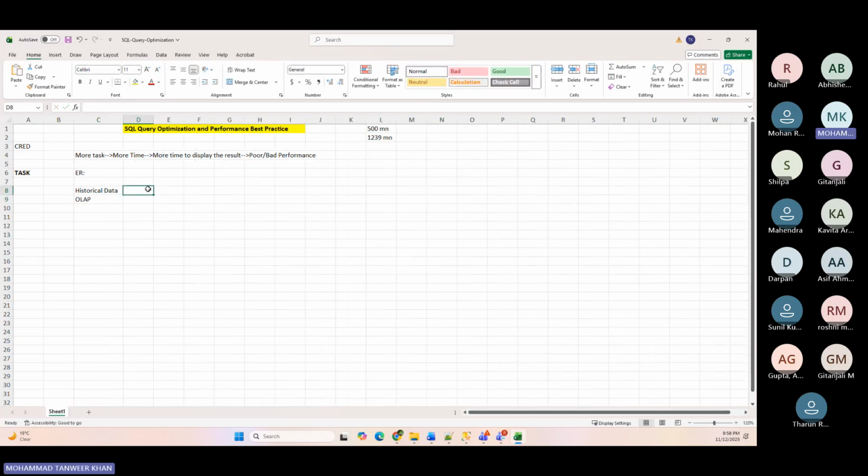Then the current data, let me complete first. No questions for the next 5 minutes. Please let me complete. Current data can have your transactional data, real-time data, and all those things.